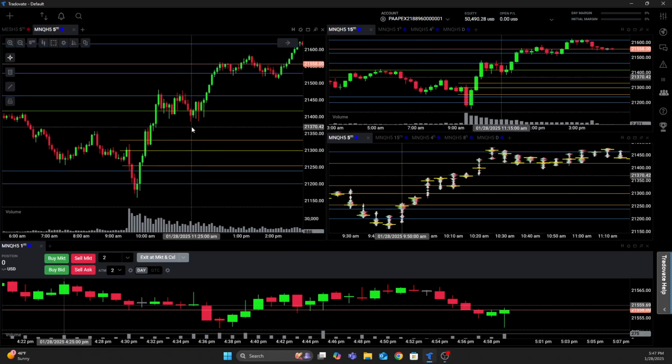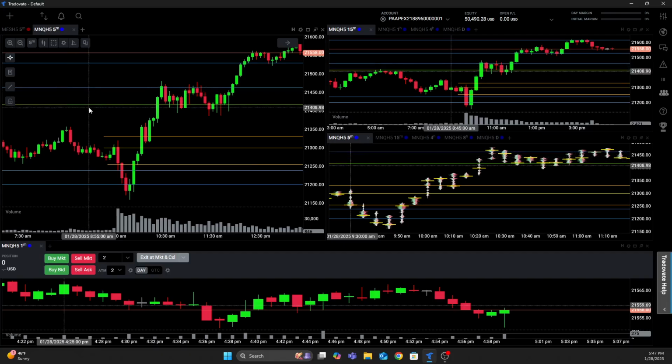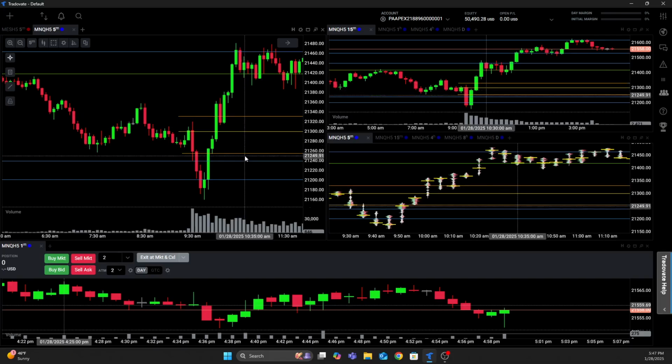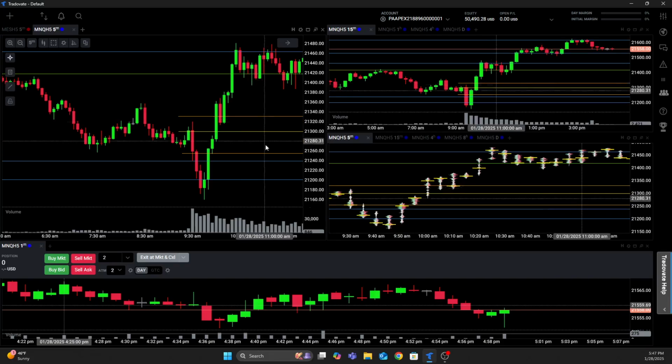If you watched yesterday's video, you will be aware of what these lines, these levels, are. The orange are value area high and low. The yellow is the point of control. And these levels come from the overnight session. So from yesterday's close to today's open, this represents the value area, the point of control, value area high, value area low.